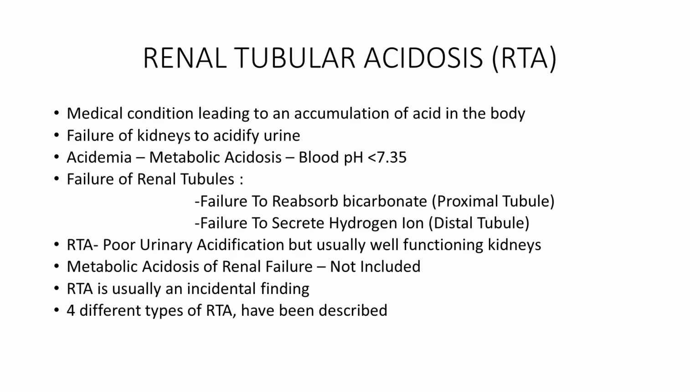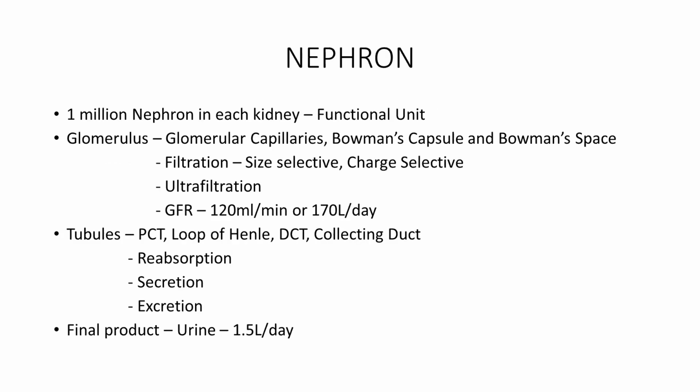Four different types of renal tubular acidosis have been described. As we all know, we have 1 million nephrons, and we have already discussed this. Each nephron is an independent functional unit. Glomeruli are responsible for the ultrafiltration, where GFR is usually 120 ml per minute, and the primary job of the tubule is reabsorption, secretion, and excretion. The tubule comprises the proximal convoluted tubule, loop of Henle, distal convoluted tubule, and collecting duct. Their main function is reabsorption, secretion, and excretion.